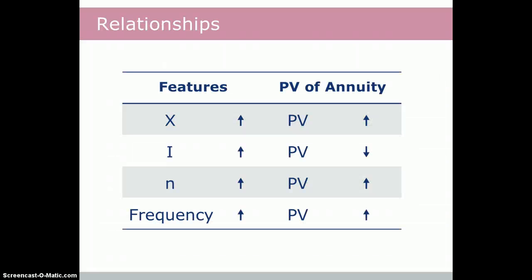In this case, we finally get the relationship between the frequency of payments and the value of the annuity. That is, PV is positively related to the frequency.